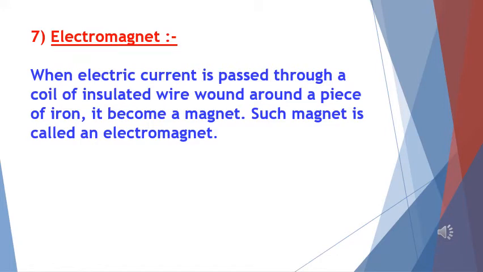We have all heard about electromagnets because they are used in almost all electrical devices nowadays. So let us understand what is an electromagnet. When electric current is passed through a coil of insulated wire wound around a piece of iron, this acts as a magnet. So this is basically an electromagnet. Whenever we pass current through it, it will act as a magnet. But when this is switched off, the magnetism goes away.